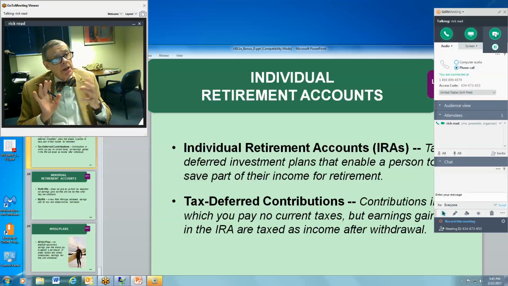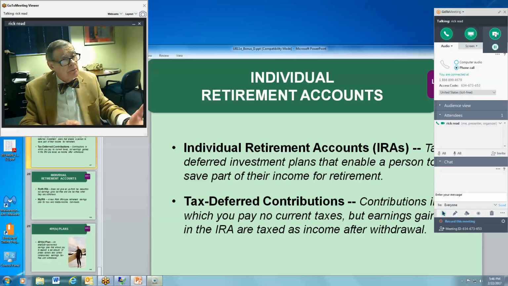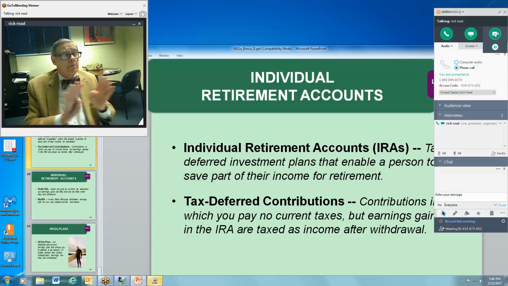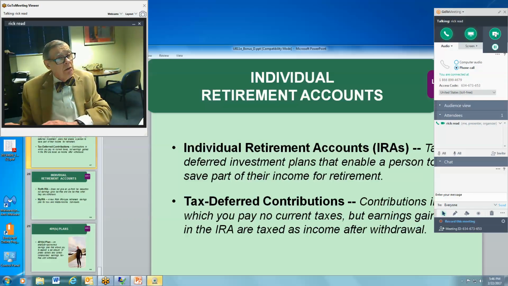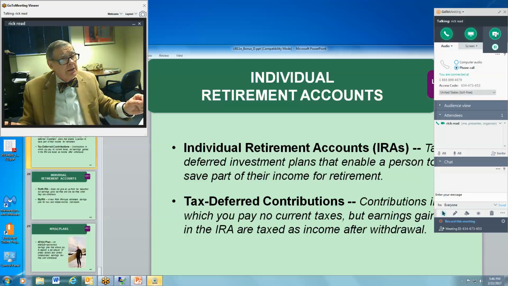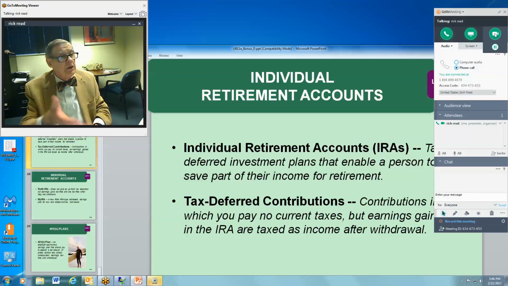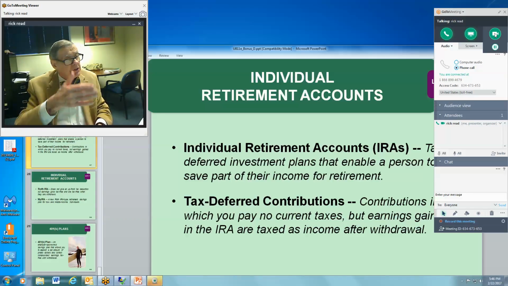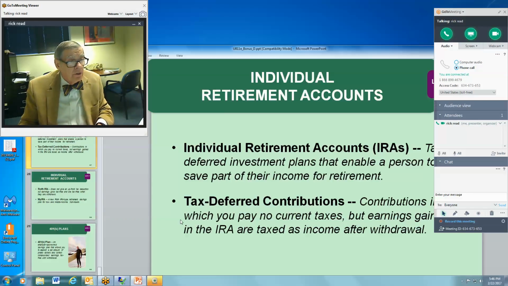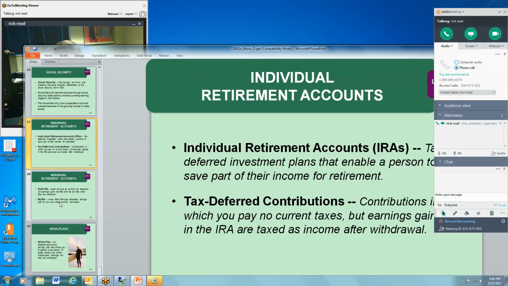If you do get into a retirement plan at your work, make sure that all of your IRA does not go into company stock. I'm not saying your company stock is not good. What I'm saying is you need to diversify. Don't put all your eggs in one basket. Look, see if your company has tax-deferred contributions. No current taxes, which is what an IRA does, but there are other ones that you can look for as well, such as health savings accounts, etc.